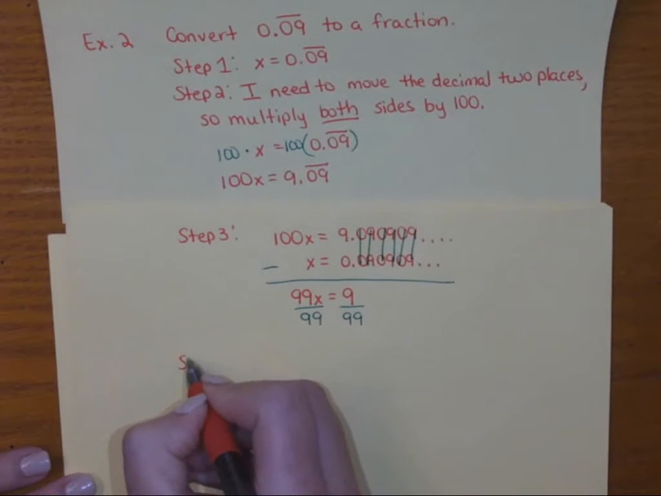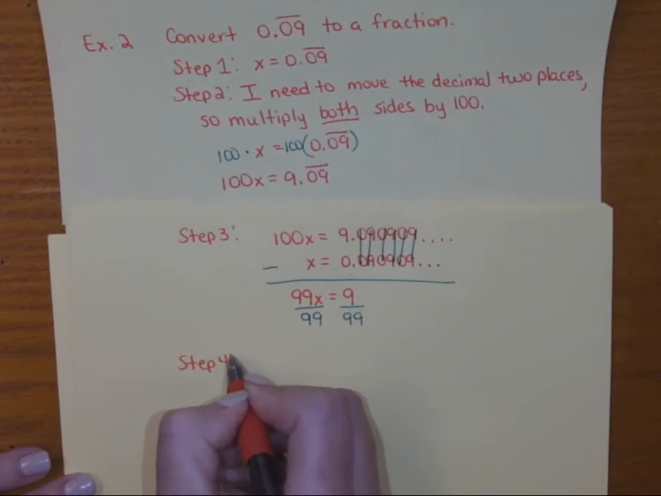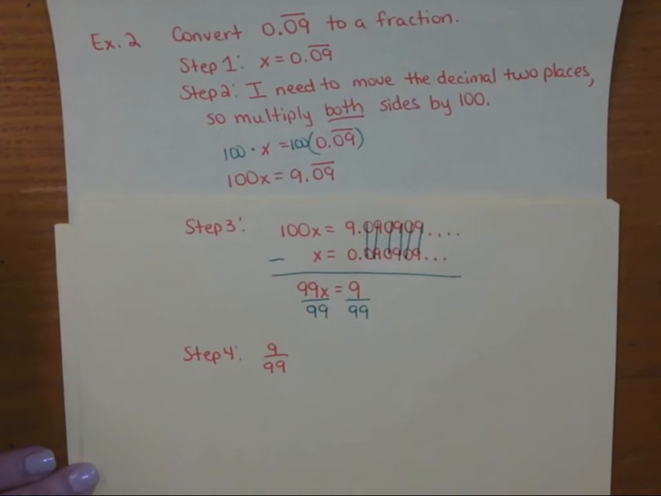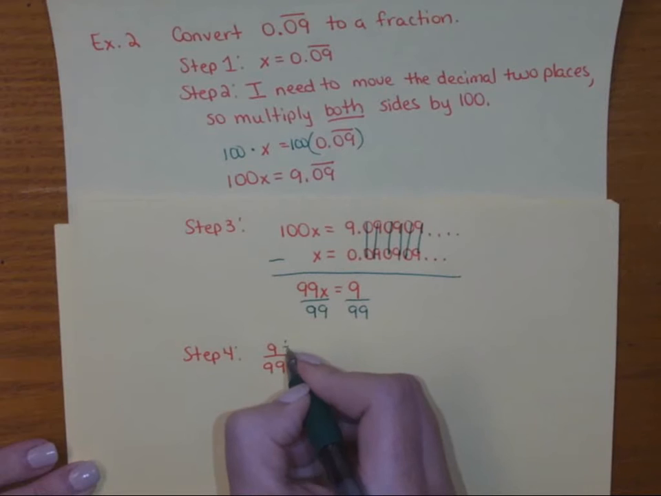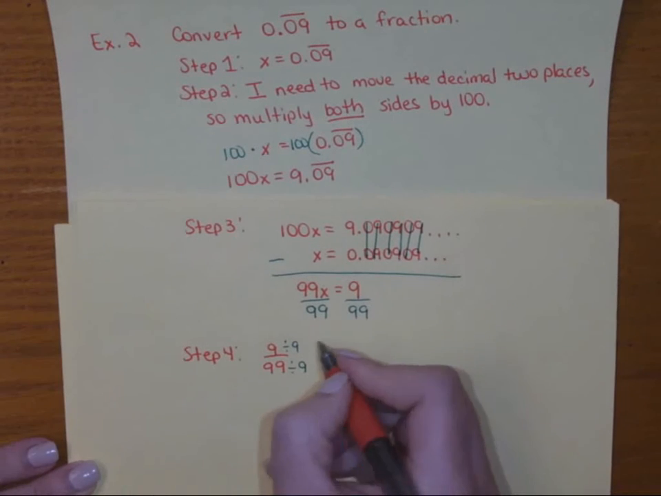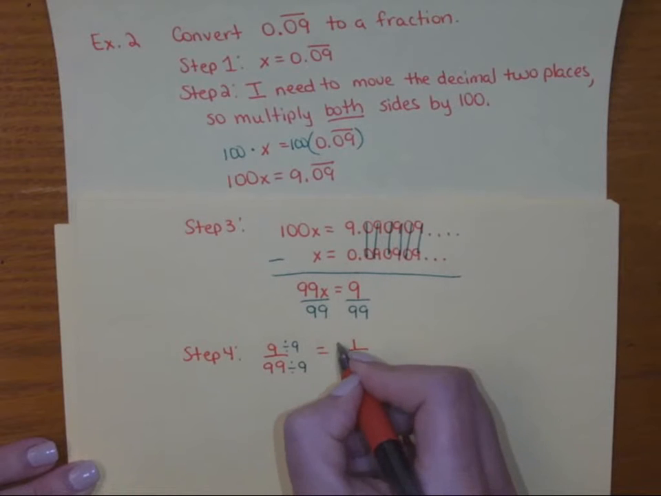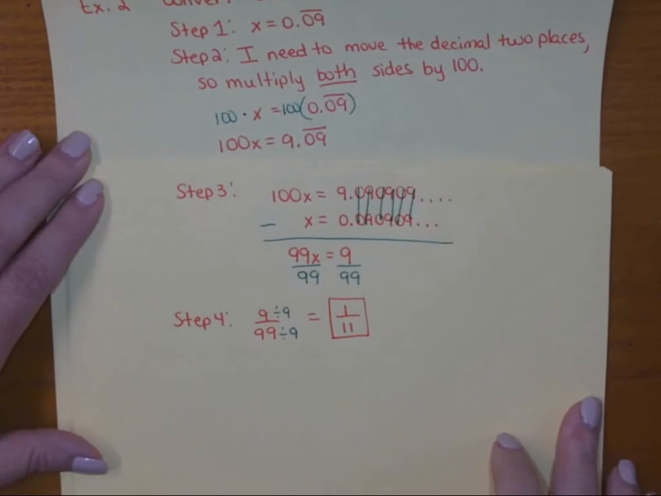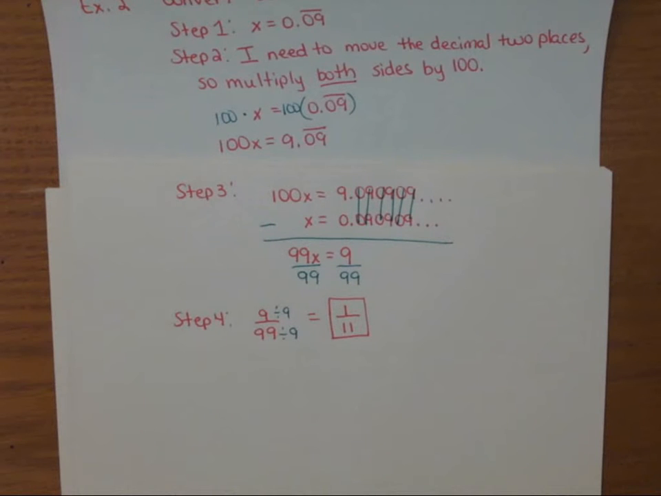So in step 4, we just reduce if possible. So we get 9 over 99. And notice we could definitely divide both of those by 9. So in the end, we get that 0.09 repeated is actually 1/11. Okay, we actually talked about that in another video lecture, but I'm just going to assume we didn't necessarily memorize that one.